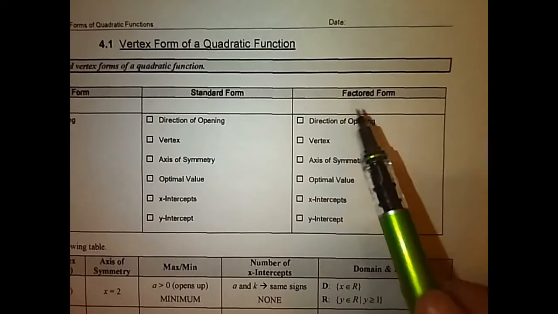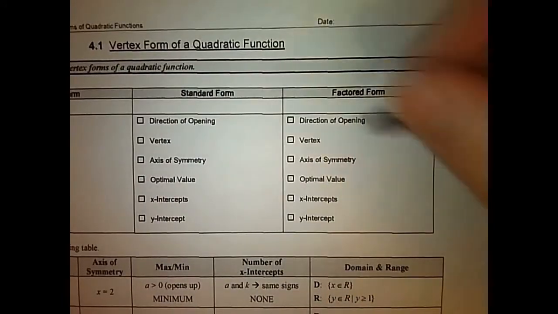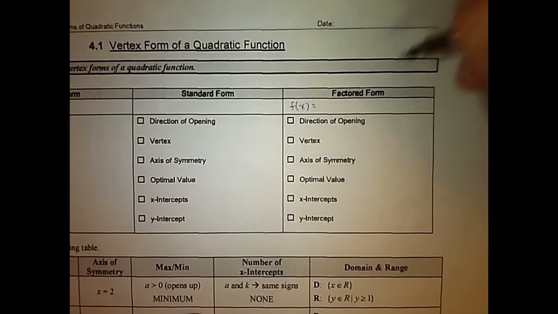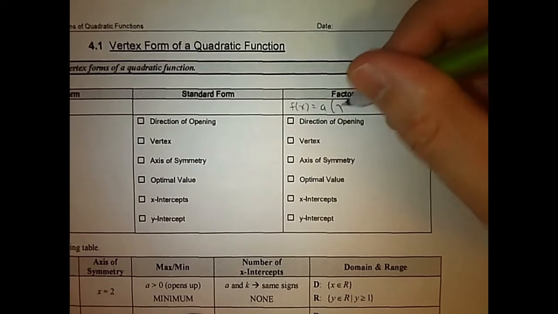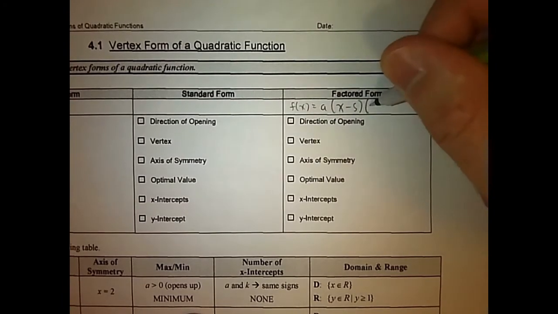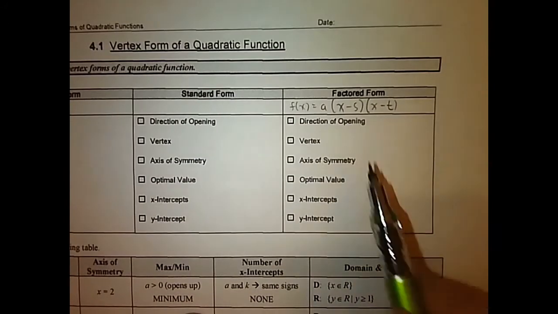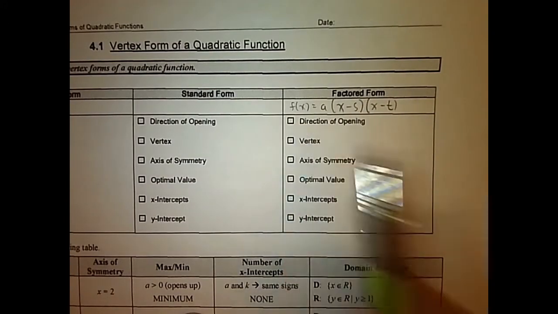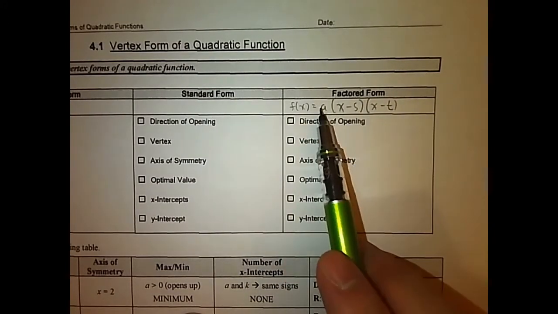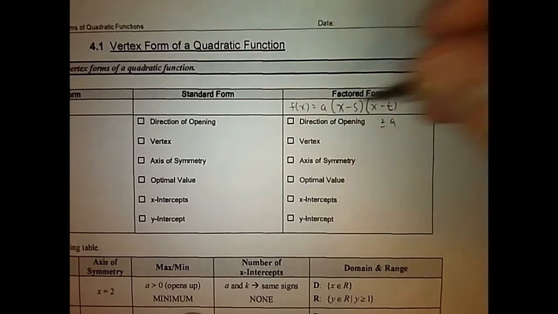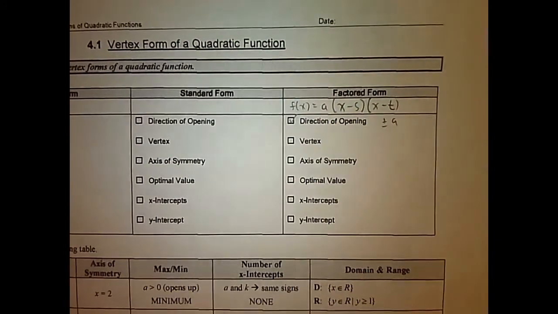We just spent the last unit doing factored form. So that was when we had f(x) or y is equal to a(x minus s)(x minus t). And what can we figure out from factored form? Can we figure out the direction of the opening? Well, if I knew a is positive or negative, then yeah, I can figure it out. So yeah, it tells me the direction of the opening.